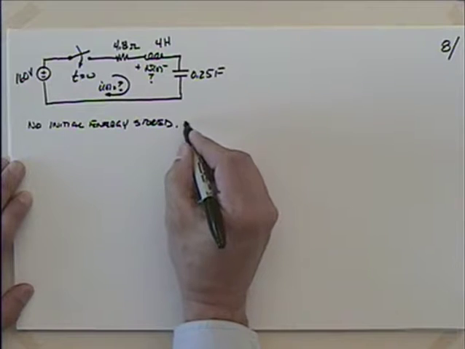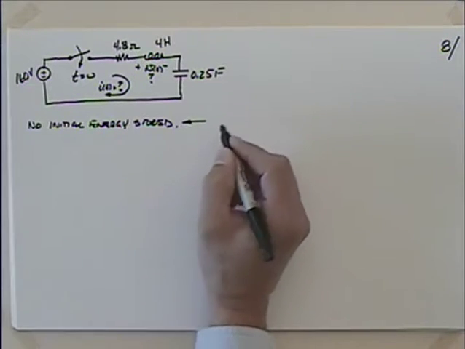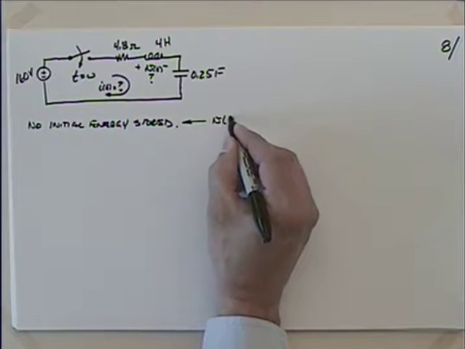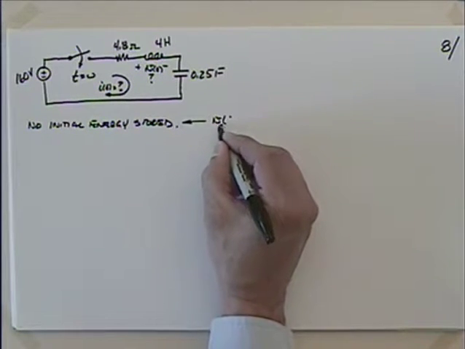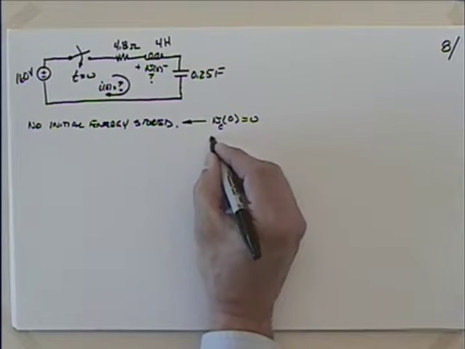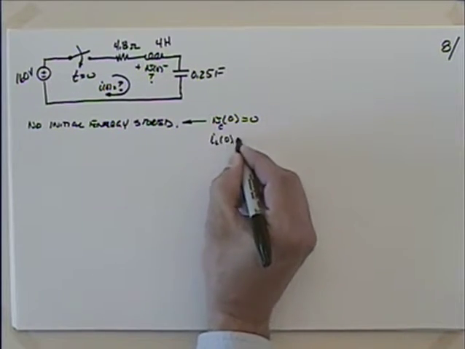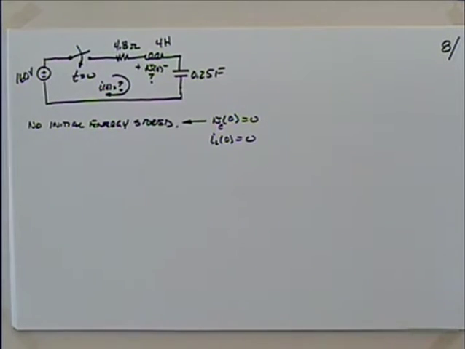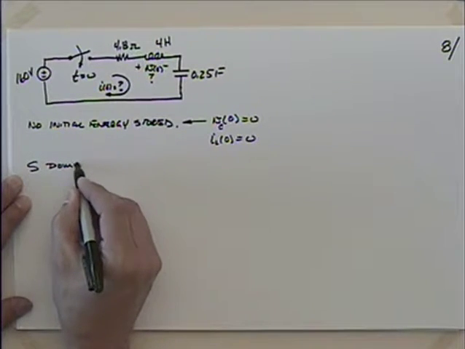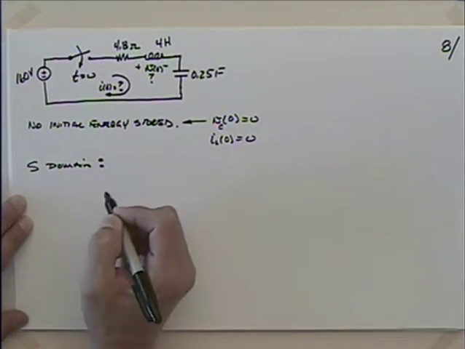With this we're going to be able to say that the voltage in the capacitor at 0 is equal to 0. The current through the inductor at 0 is equal to 0. So that's done. Not much work there. So I can go right to the S domain. Write this thing in the S domain.